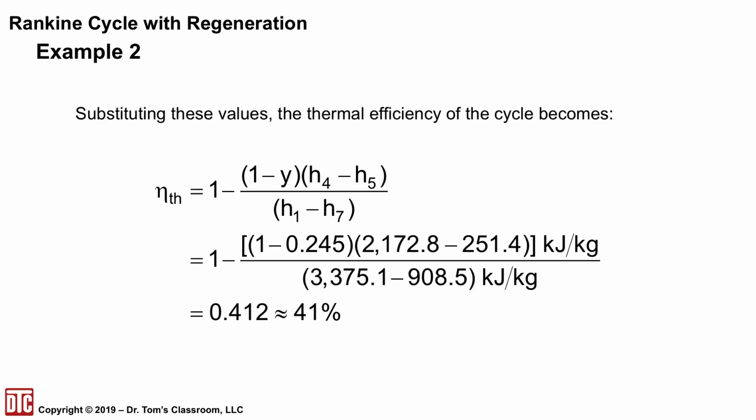Okay, well, we can substitute now all these values into our thermal efficiency equation, H4, H5, H1, and H7, do the arithmetic and get about 41%.